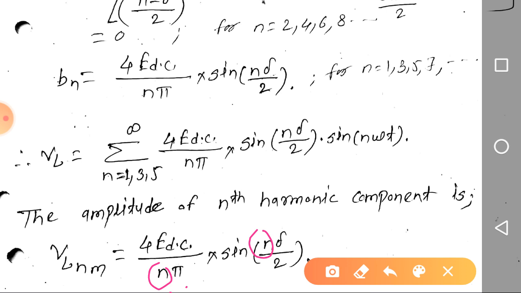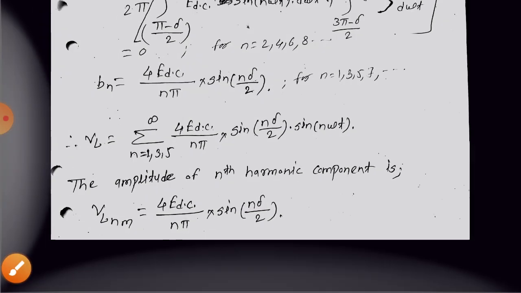So what is the delta? Delta is equal to 2 into 180 divided by 5, right? So it is a 360 by 5. 360 by 5 means what? It is a 72 degree, right? If we keep delta is equal to 72 degree, then from the output voltage the fifth harmonic can be removed.